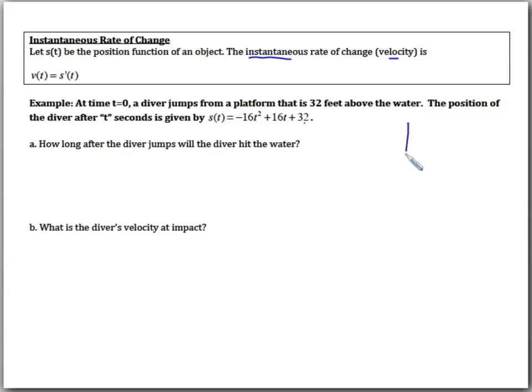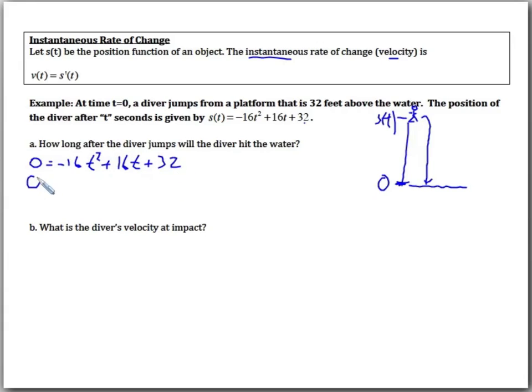So if we think about this, here's all the water down here. You got your little diver, and this is your position s of t. So if he jumps off and he hits the water right here, what is the position? Well, the position is 0. So we want to know where 0 equals negative 16t squared plus 16t plus 32.